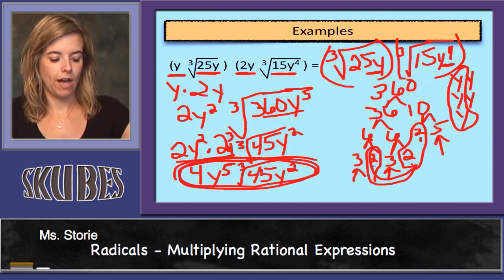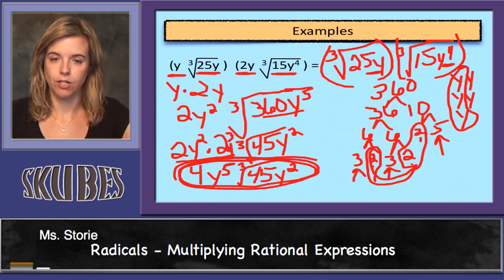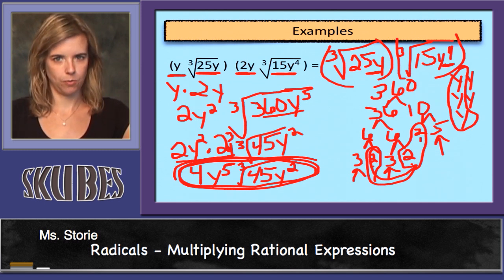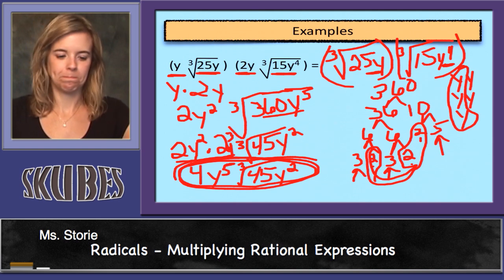And then you would definitely want to go back and recheck all your multiplication and make sure you did your factor tree correctly and that you added all your exponents, because you don't multiply them, you add them.